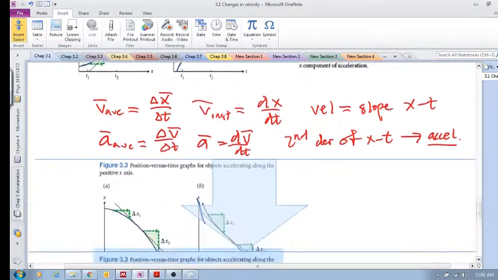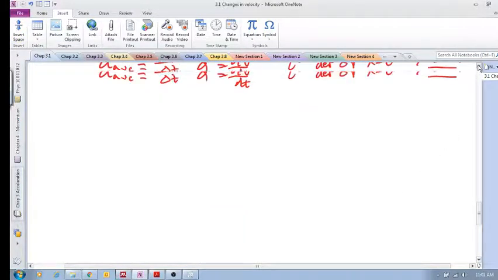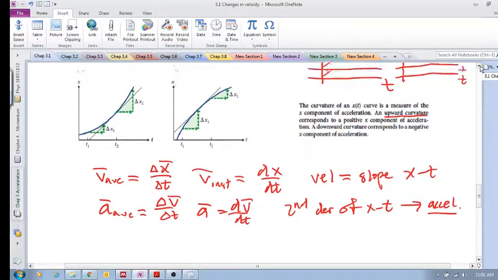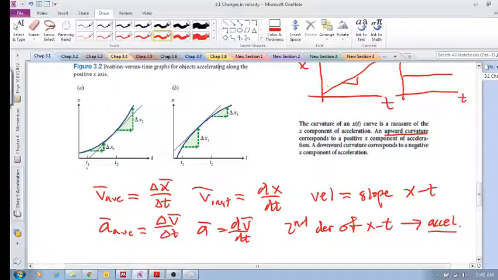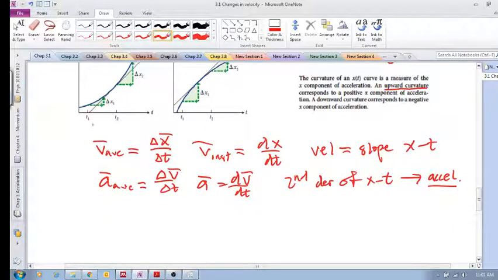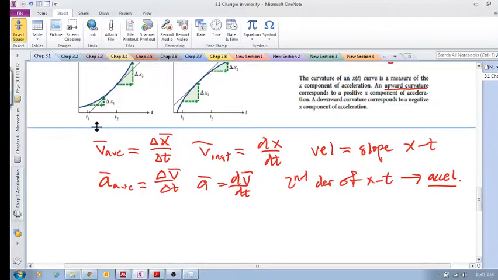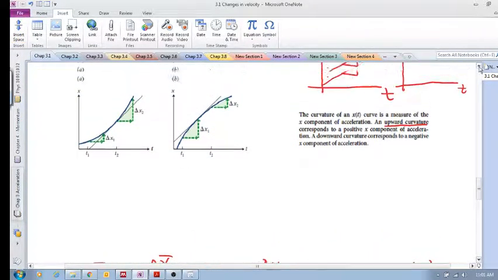Let's just get some more space here. Okay, bear with me. Okay, what does that mean? So now, if we want to draw, let's get some more space here. If we want to draw now the velocity time curve for this, what is it going to be?